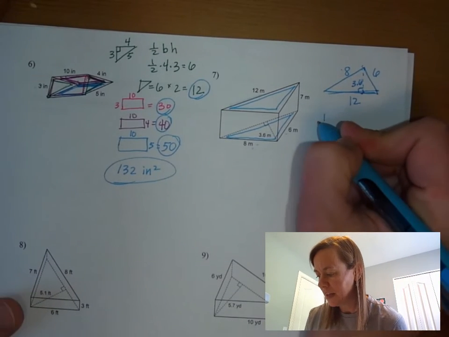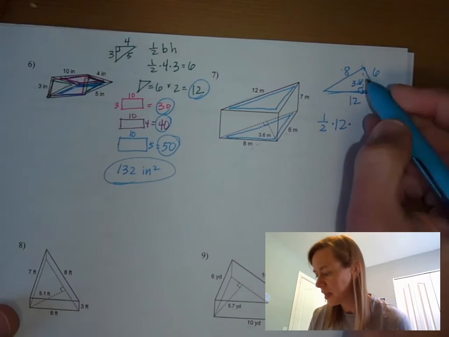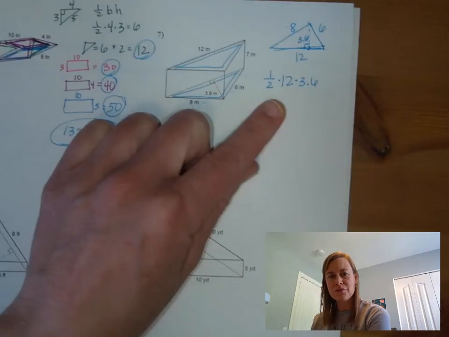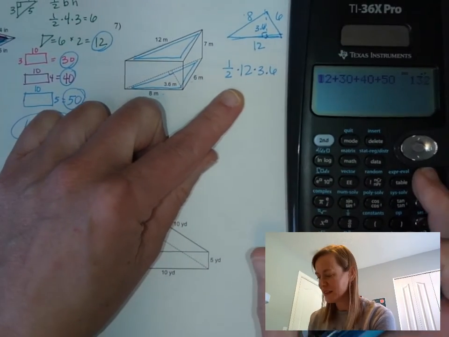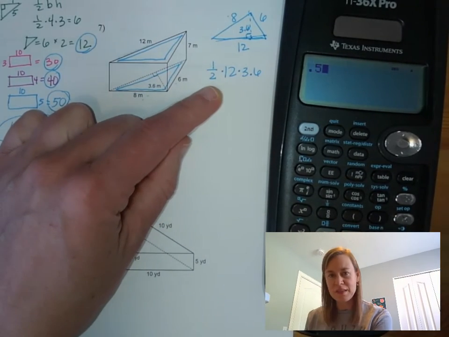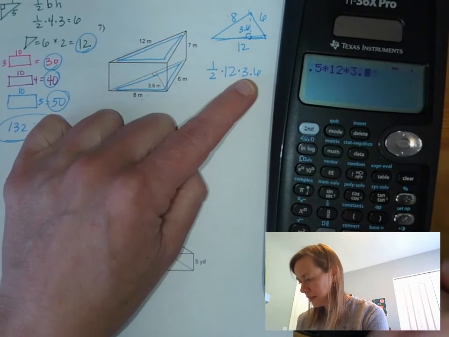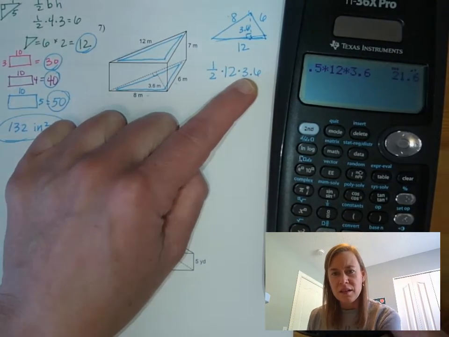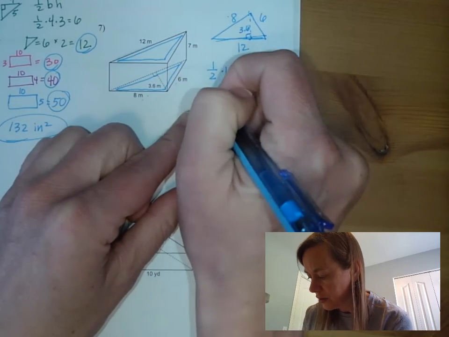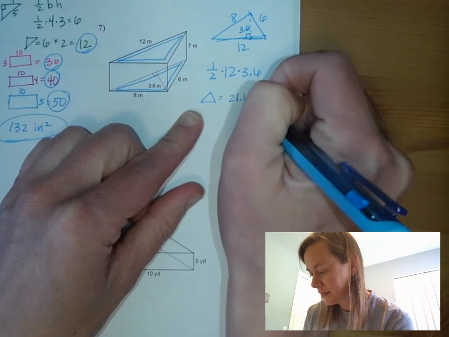And again, you have 1/2 base times height. So 1/2 base times height was 3.6. And this looks like a good one for the calculator, so let's put that in there. Instead of 1/2, I'm going to do 0.5 because for me that's just easier. Times 12 times and then 3.6. And I get 21.6. Okay, so my triangle, I'll just draw it like that, equals 21.6.